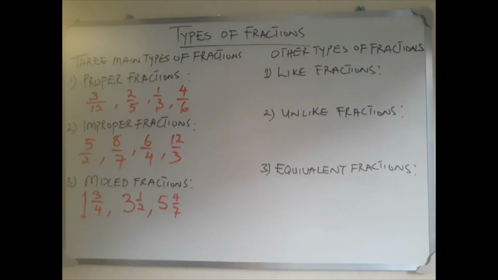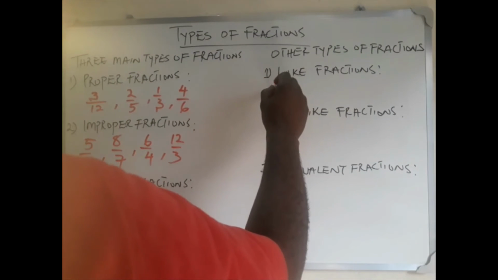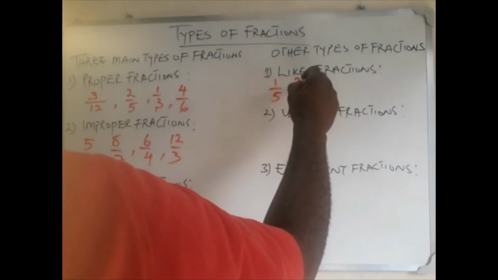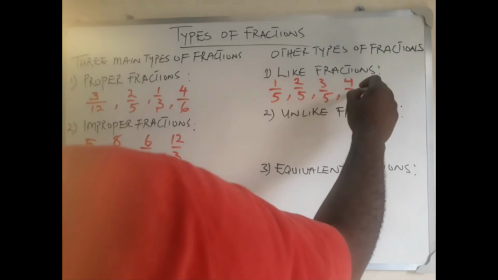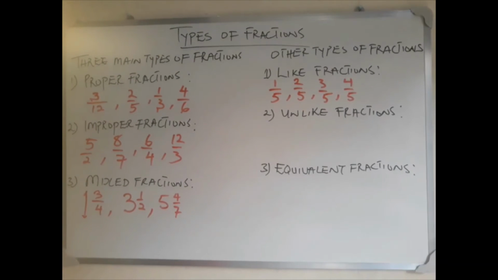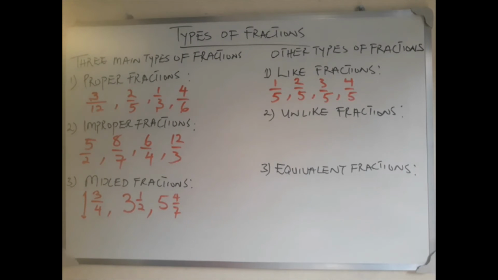And it says that for like fractions, if the denominators of two or more fractions are the same, then they are called like fractions. For example, let's have 1 over 5, 2 over 5, 3 over 5, 4 over 5. We can see a certain similarity in each of these fractions.